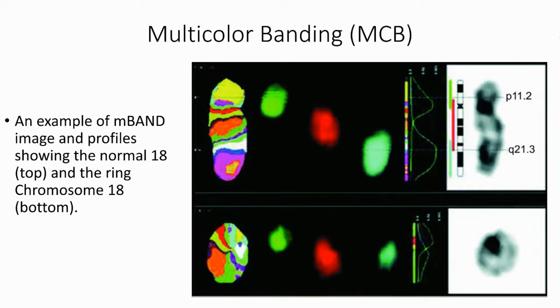Okay, so just like this example of MCB, right? And then you can see immediately that chromosome number 18 is a ring chromosome.